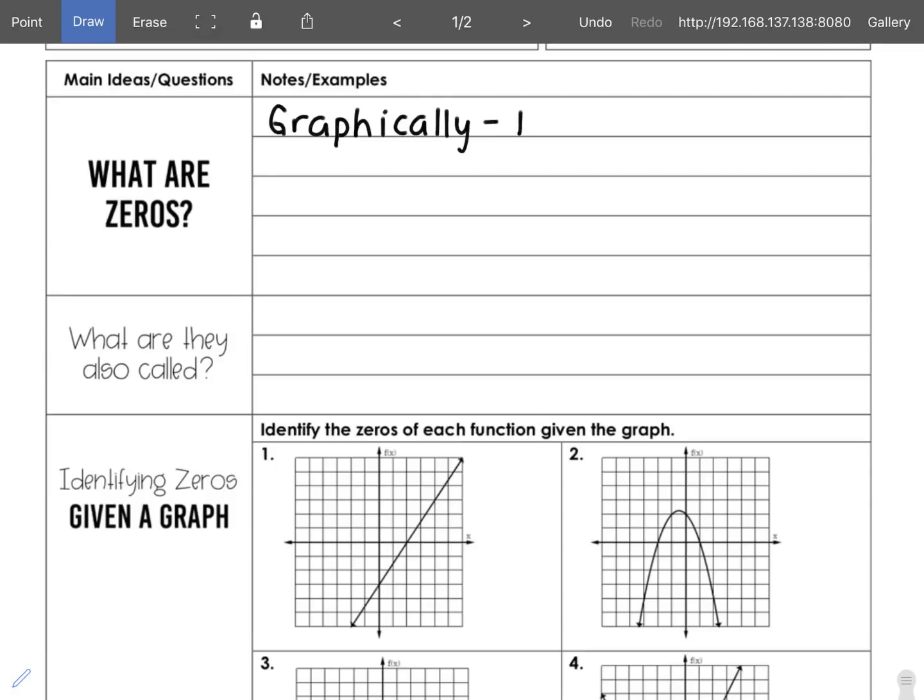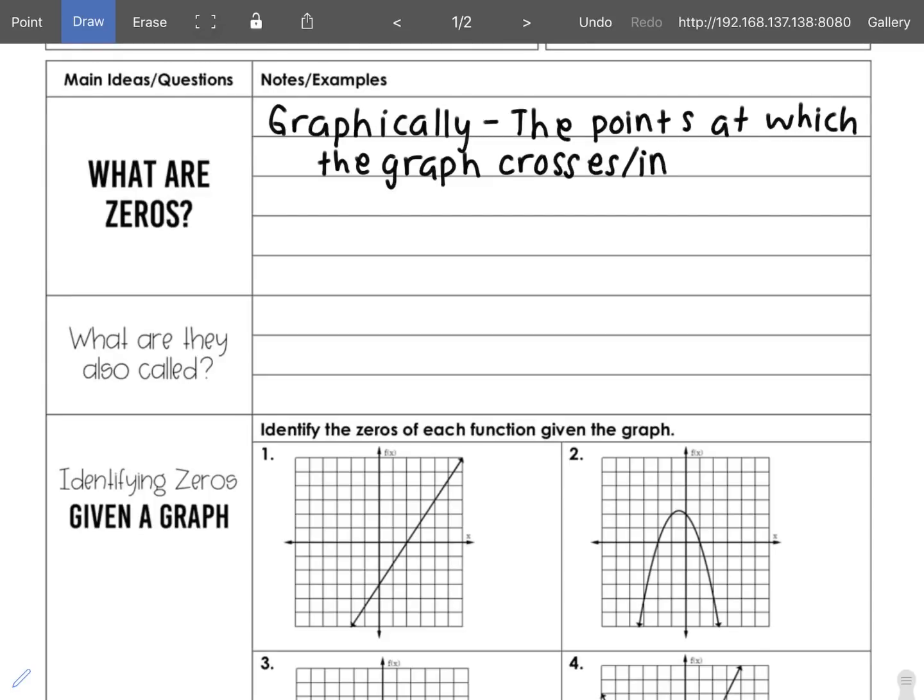So on a graph, zeros are the points at which the graph crosses the x-axis. And I'm going to say crosses or intersects. Intersects is another word for crosses, but usually in math we use the word intersects. The x-axis. Okay. So the points at which the graph crosses or intersects the x-axis.